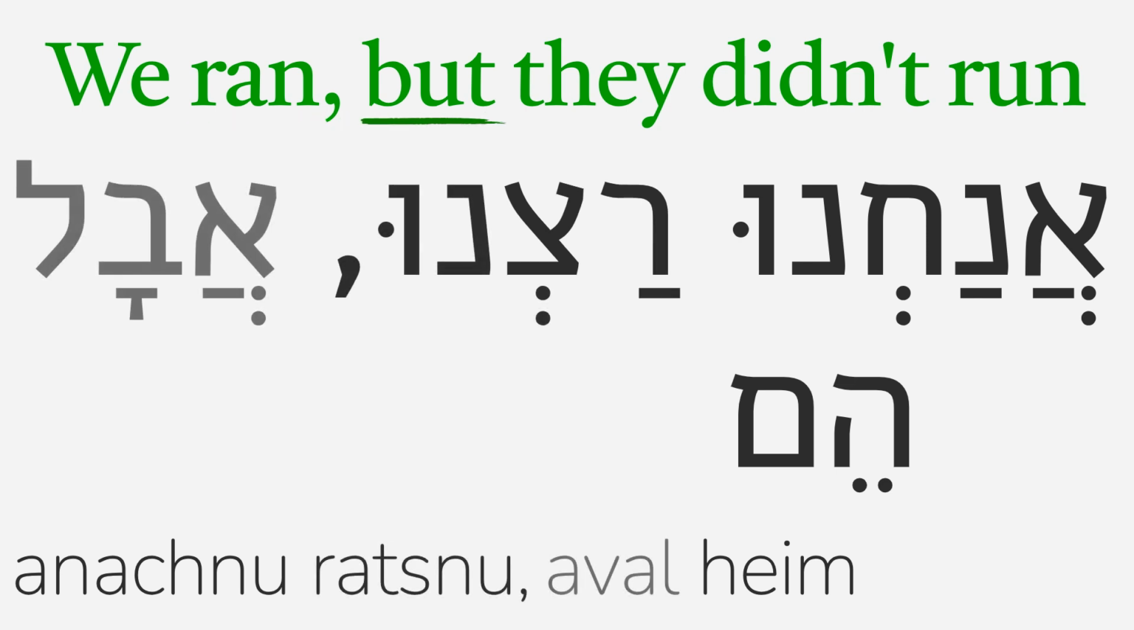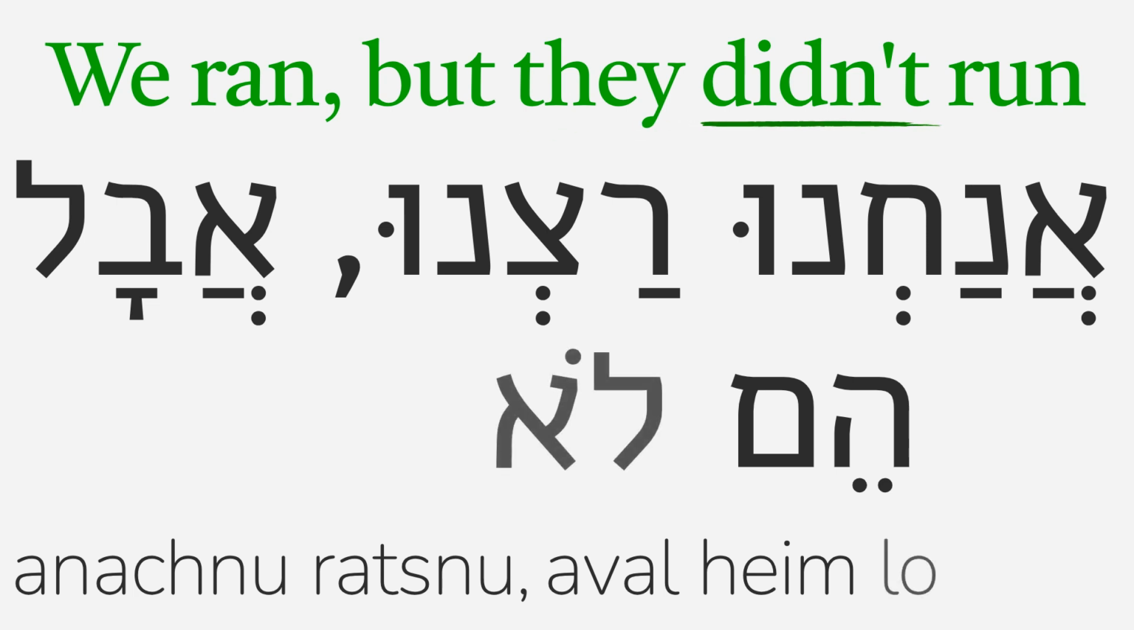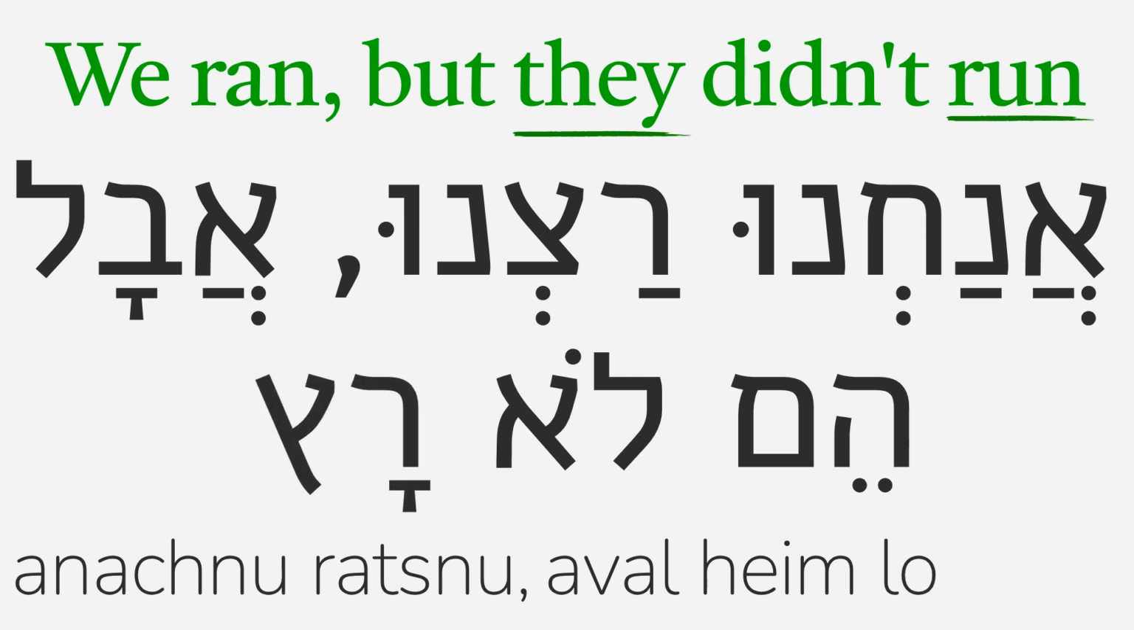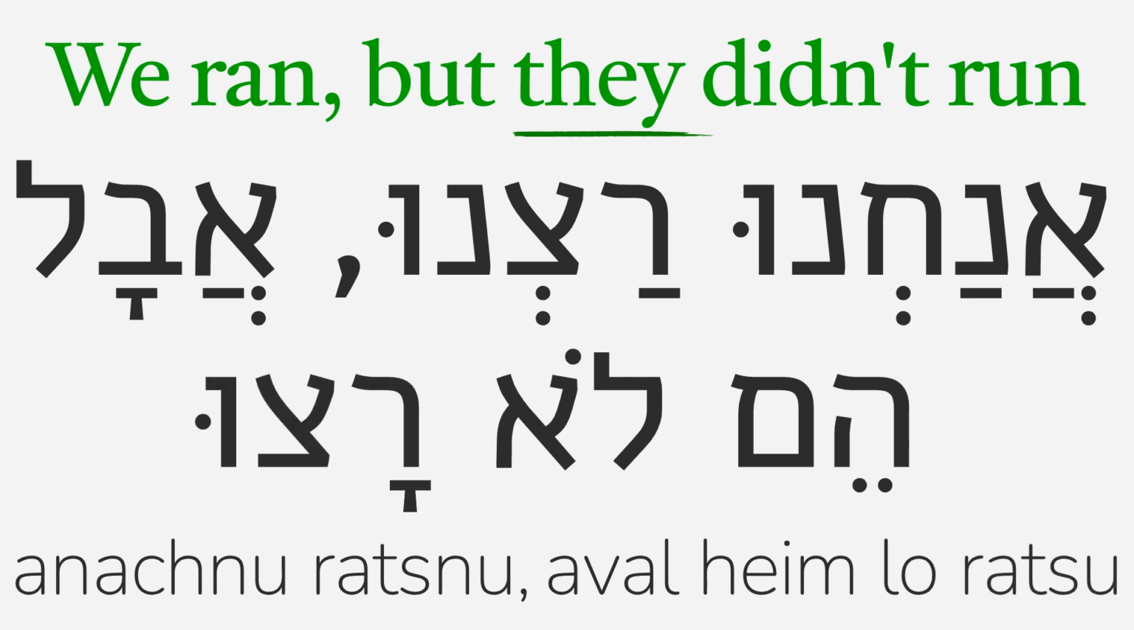But is aval, and they is hem. Didn't is just translated as lo, not, because Hebrew doesn't need a word for did. The past tense they ran is made from the hu form ratz by just adding u, ratzu. Hem lo ratzu, they didn't run.